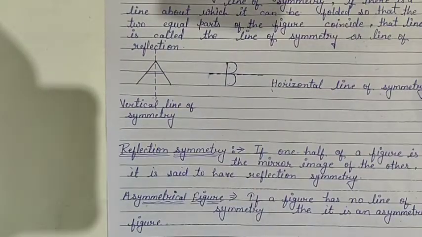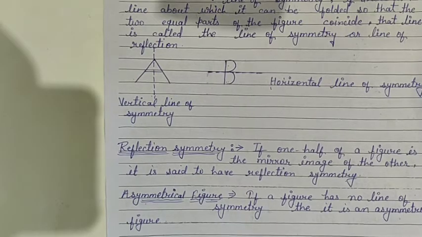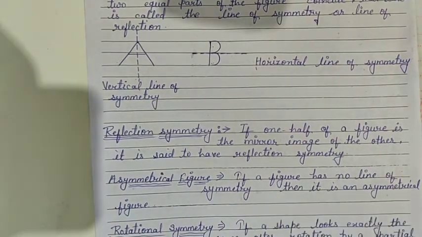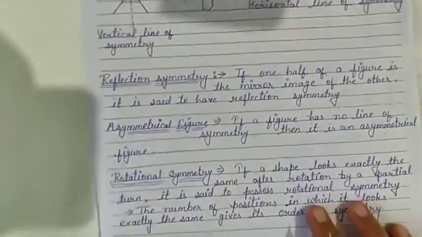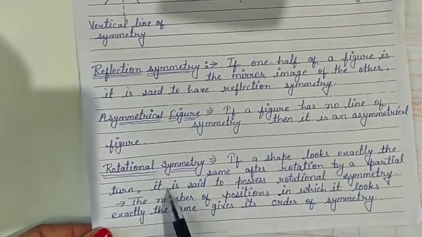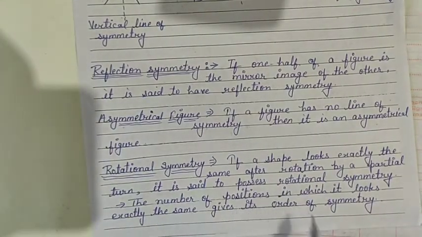Now reflection symmetry. If one half of a figure is the mirror image of the other, it is said to have a reflection symmetry. Asymmetrical figures. If a figure has no line of symmetry, then it is an asymmetrical figure. Rotational symmetry. If a shape looks exactly the same after rotation of a partial turn, it is said to possess rotational symmetry. The number of positions in which it looks exactly the same gives its order of symmetry.